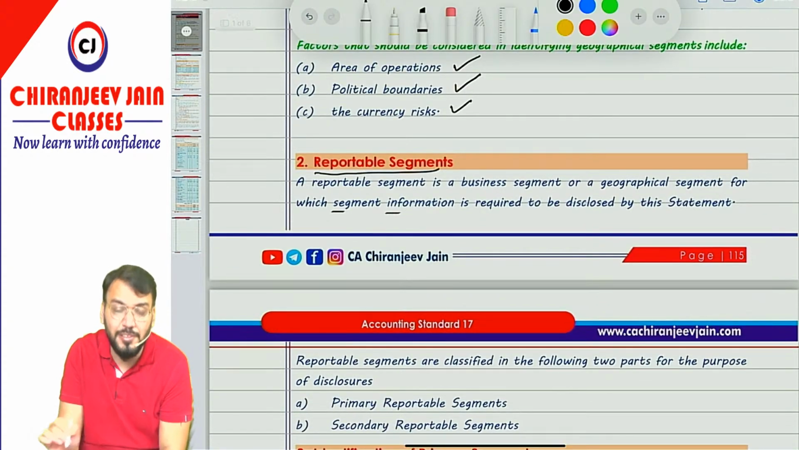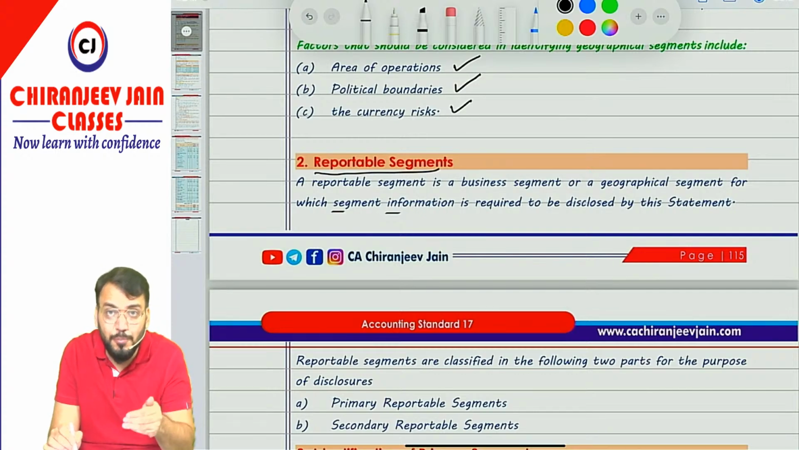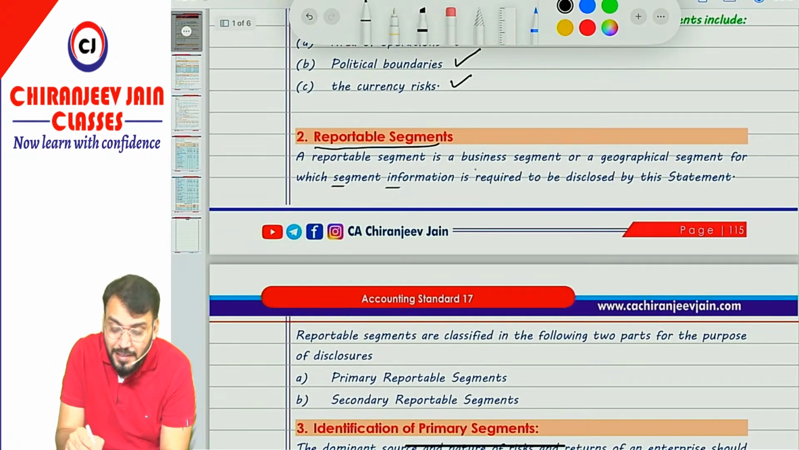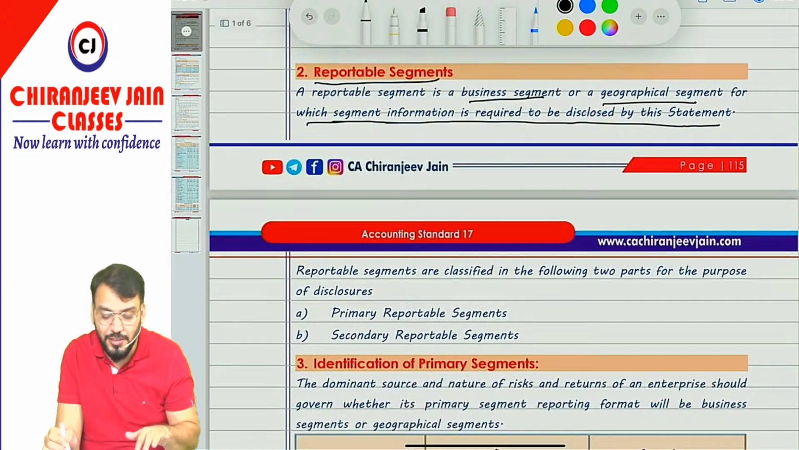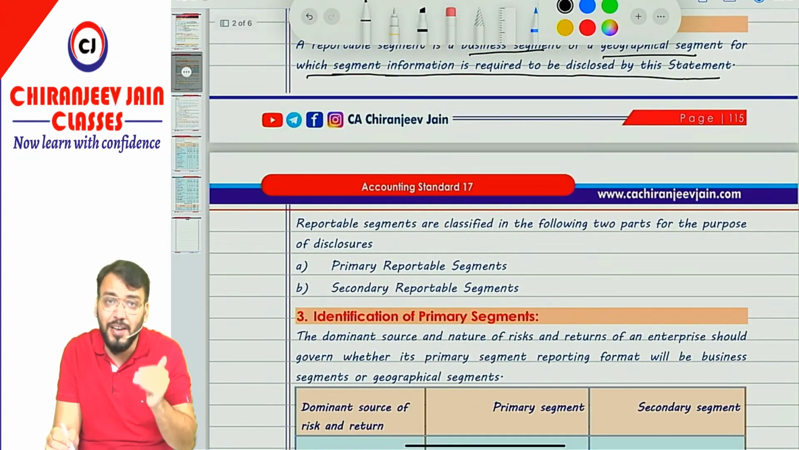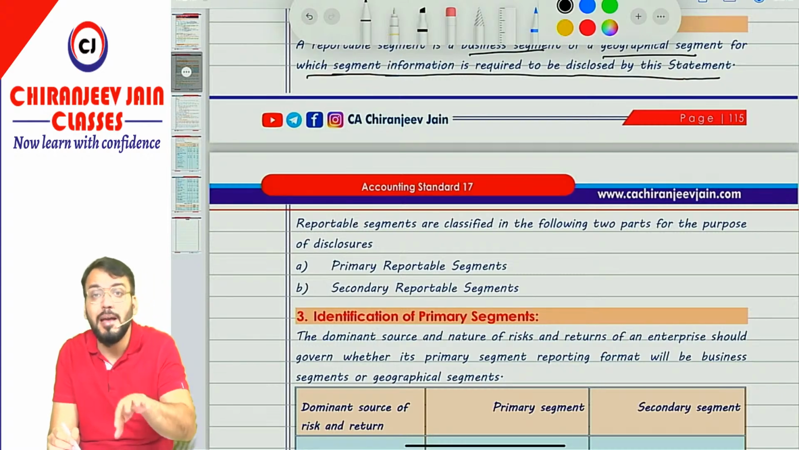Now, once you have identified business segment and geographical segment, then you need to identify which ones are reportable segments, because all segments are not reportable. Only for those segments which are reportable, information is required to be disclosed. The reportable segment can be a business segment or a geographical segment, for which segment information is required to be disclosed by the statement. Understood? Yes, sir.